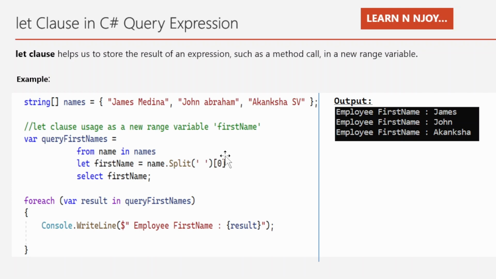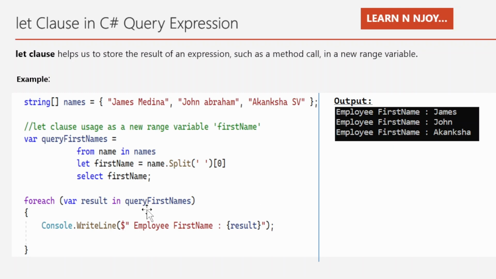So whenever we have to perform some sort of method call and want to store the result in a range variable, the let clause can be opted. Anyway, we selected the new range variable firstName in the select clause as a part of the query expression, right? In the next statement, we iterated the query firstName results and printed the first names into the console window, right? And that's what is shown in the output at the right hand side, right?